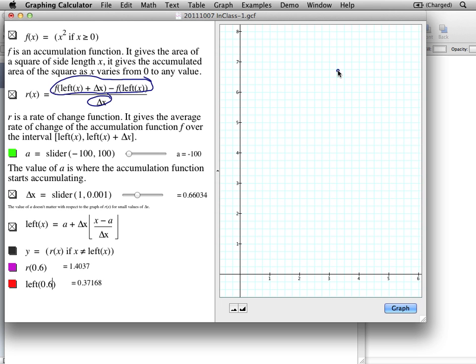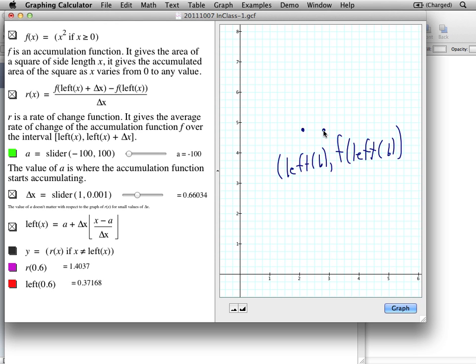Let me draw a diagram for you. Okay. Suppose that this is left of 0.6, and f of left of 0.6. In other words, this is the point that we get when we put 0.6 into f. Well, into the numerator of r.